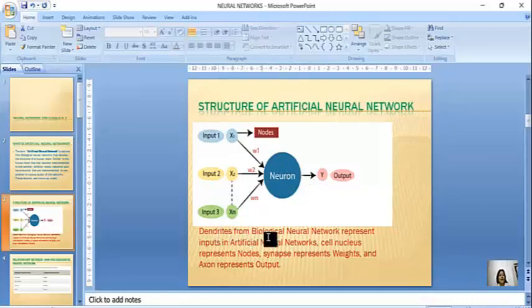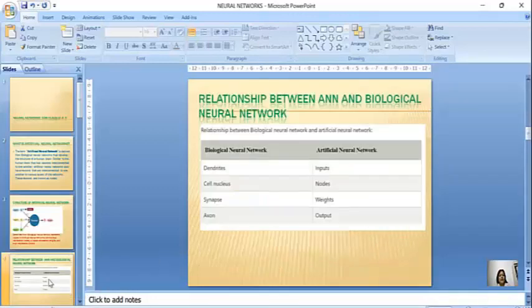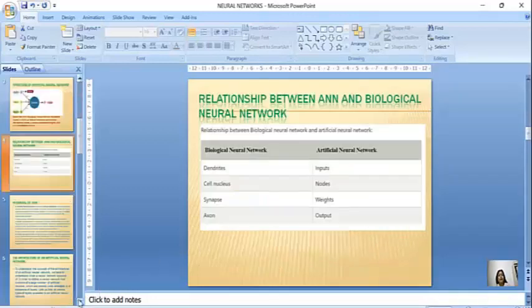Dendrites from the biological neural network represent inputs in the artificial neural network. The cell nucleus represents the nodes. These are all the nodes. The synapses represent the weight, and the axon represents the output. So this is a simple structure of the artificial neural network. Here, I have shown the difference between the biological and artificial neural network. A biological neural network consists of dendrites, cell nucleus, synapses, and axon. An artificial neural network consists of inputs, nodes, weight, and output value.